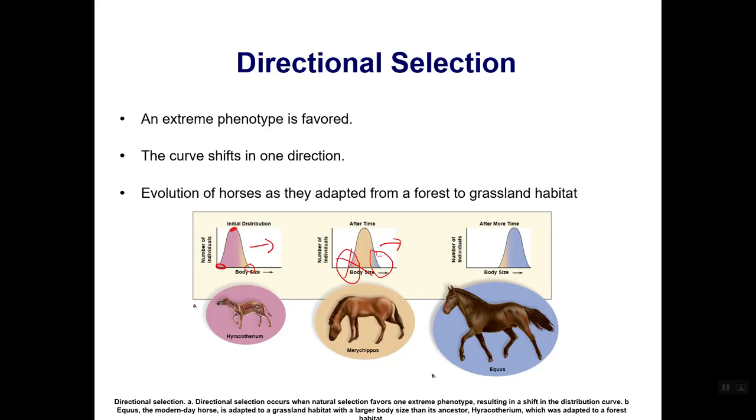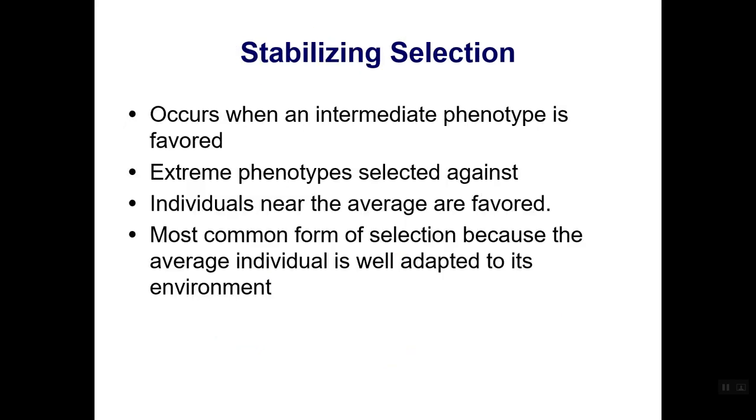Okay, so that is directional selection, right? The curve is shifting in a particular direction. The next type of selection is stabilizing selection. So in stabilizing selection, an intermediate phenotype is favored. The average is favored, and the extreme phenotypes are selected against. So the extreme phenotypes are not fit. This is the most common form of selection because the average individual is well adapted to its environment.